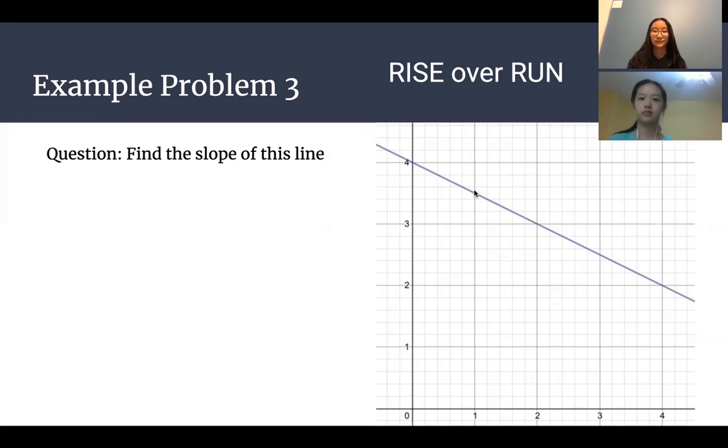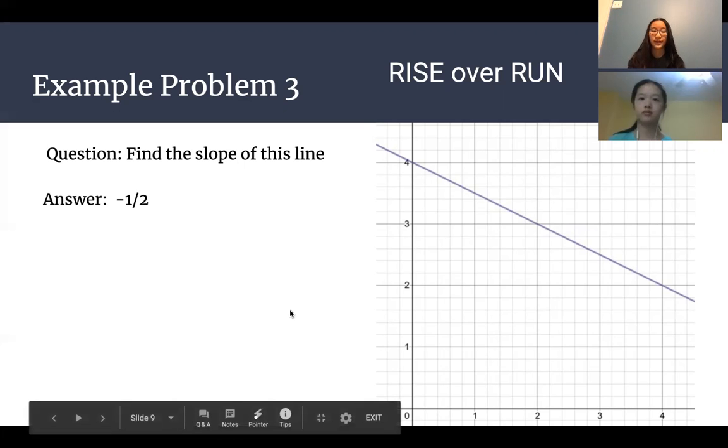So pause here and remember, slope is rise over run. So what you should do is identify 2 points that have both integers for the x-coordinate and the y-coordinate, so that's easy to calculate. Then find the difference between the y-coordinates and put that as your numerator, and find the difference of the x-coordinates and put that as your denominator. So pause here and work that out on your own, and then I will move on to explaining the answer.